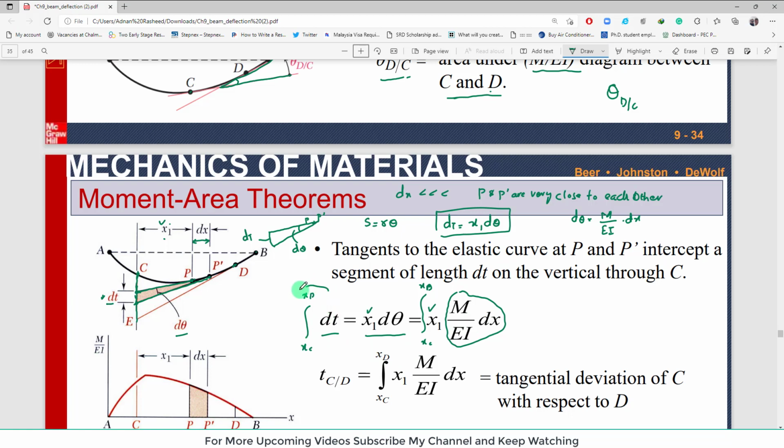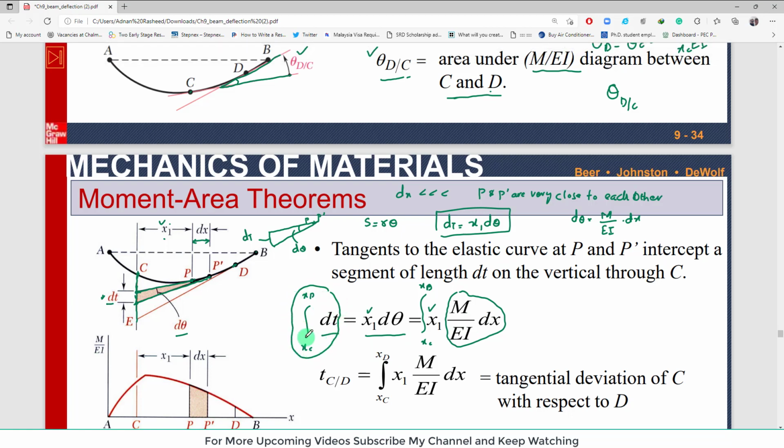Now this integral of dt from xc to xd is known as tcd, and this tcd is known as the tangential deviation of c with respect to d. That is how much deflection of c with respect to d, and it will be equal to the integral from xc to xd of x1 into m over ei into dx.